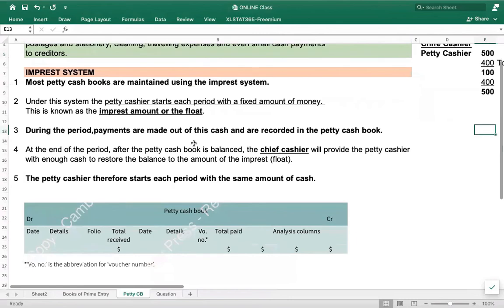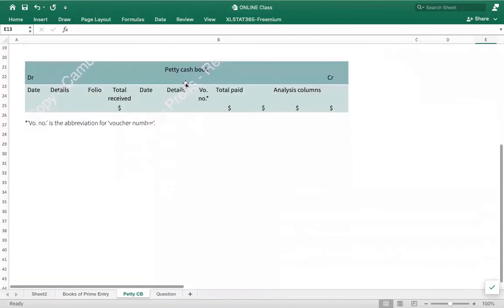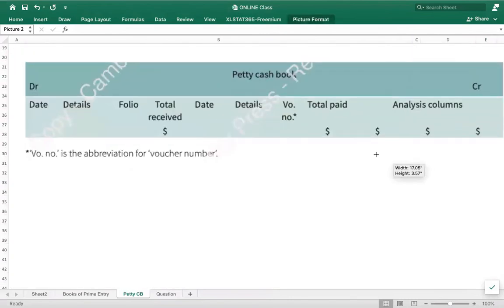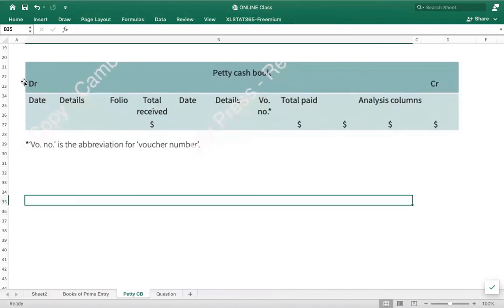Now see how the petty cash book looks like. This is the format actually. So there are two sides. This left hand side is known as debit and the right hand side is known as credit. Here we have date, detail, folio number and total received. These four columns are the debit side. And this date, detail, voucher number, total paid, and analysis column, I will tell you what we mean by analysis column, this is the credit side.